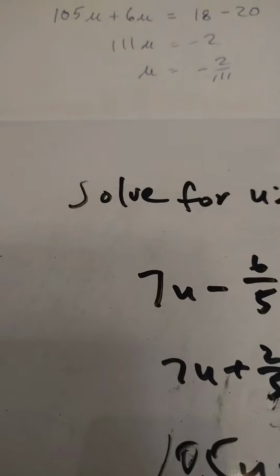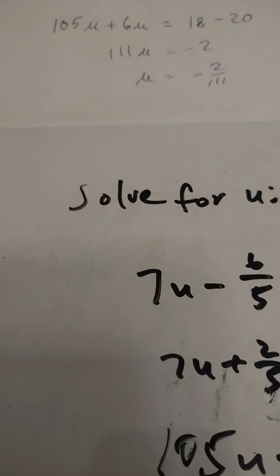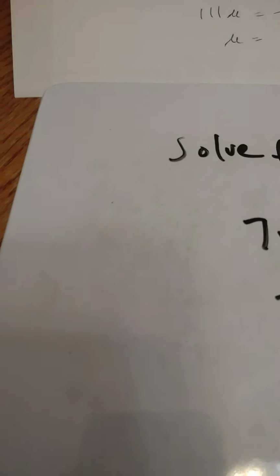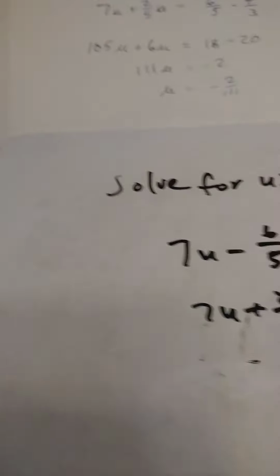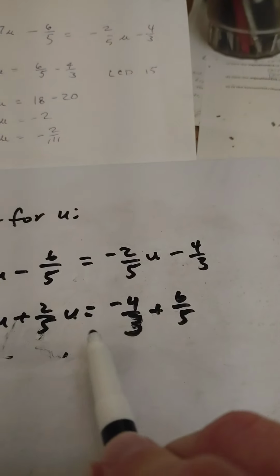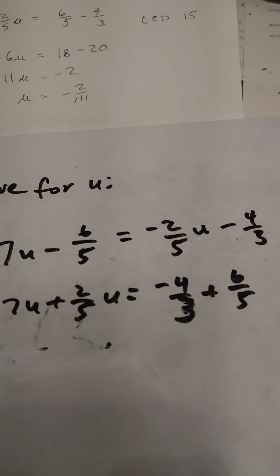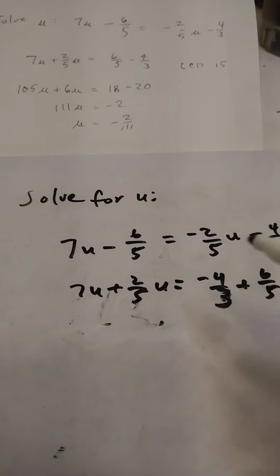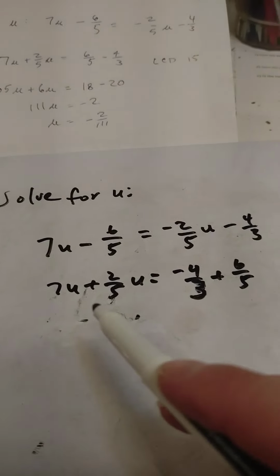Let's see. Oh, I'm sorry, this was a 3 here. Oh, boy. Let's just erase this now, sorry. I couldn't read my own handwriting. What's the least common denominator now? 5, 3, and 5 are the denominators. 15 is the least common denominator. So let's multiply everything by 15, both sides by 15. That will clear away the fractions.